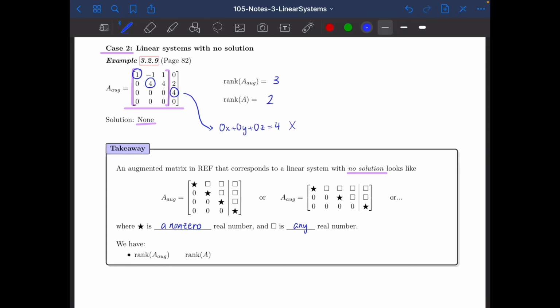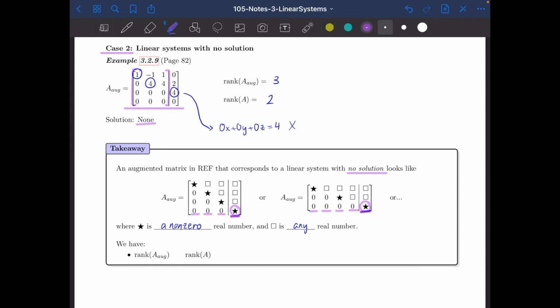What do these augmented matrices have in common? Well, each of them has a leading entry in the column of constants. And because they have a leading entry in the column of constants, in each of these cases we'll get an equation of the type 0x1 plus 0x2 plus 0x3 equals a non-zero number. Or in the second case, 0x1 plus 0x2 plus 0x3 plus 0x4 equals again a non-zero number.